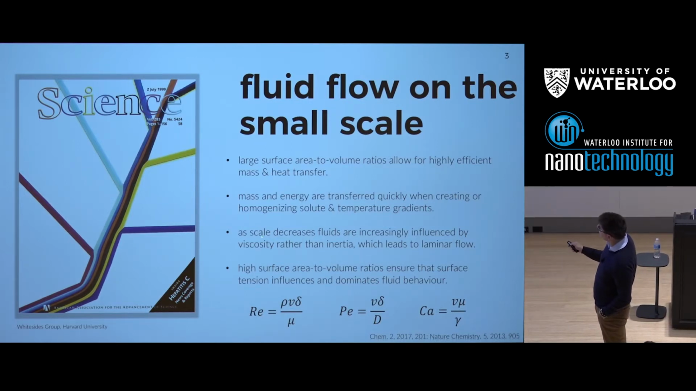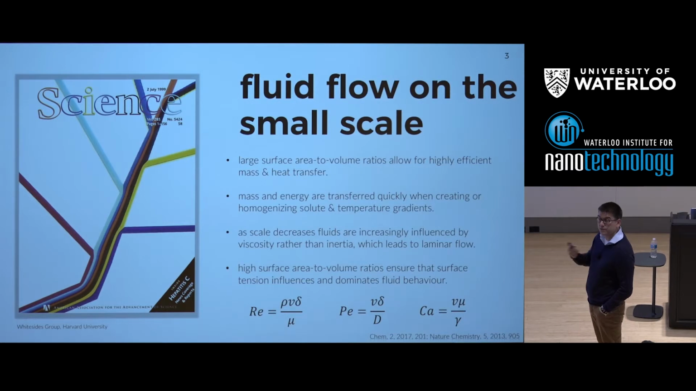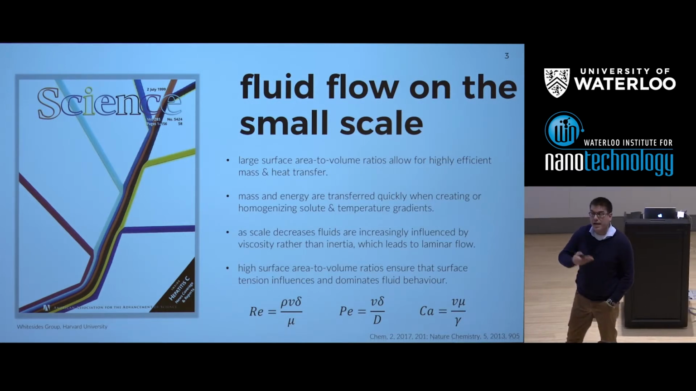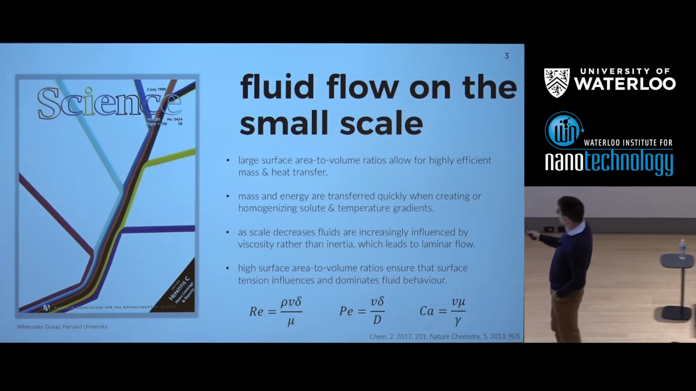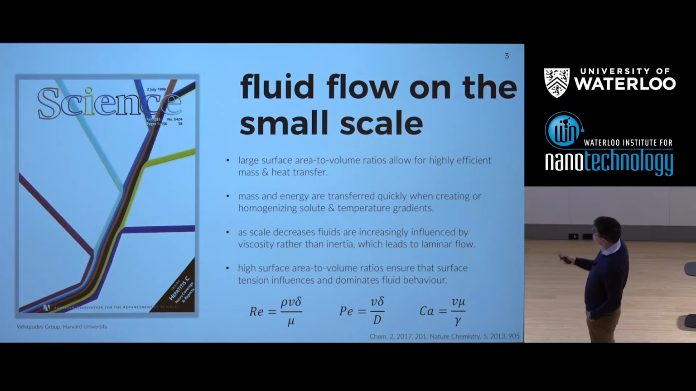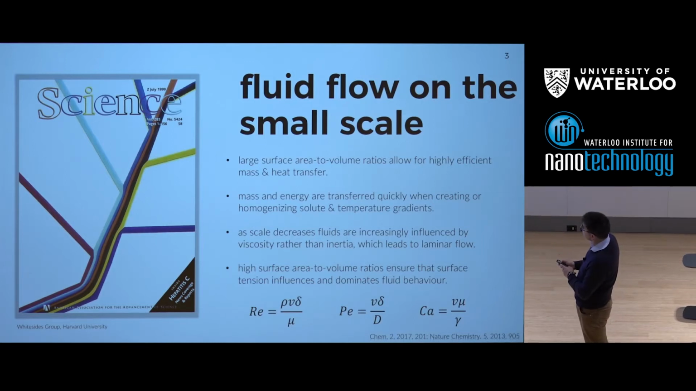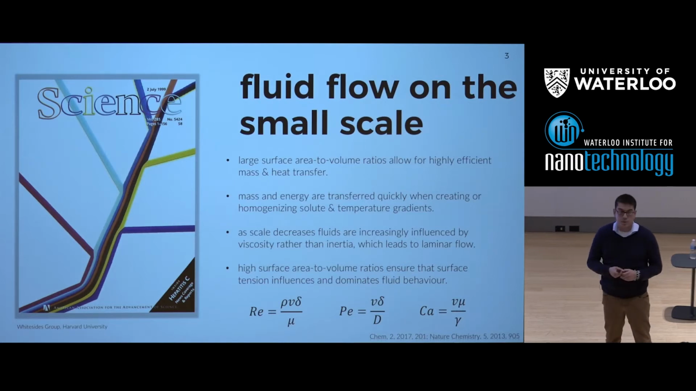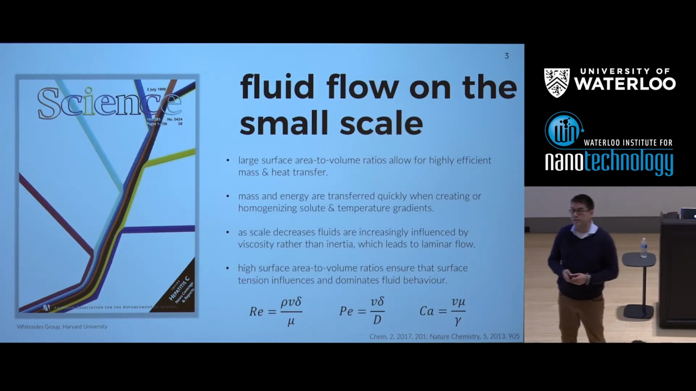But also, as we all know, as scale decreases, fluids are increasingly influenced by viscous forces. So viscous forces dominate inertial forces, and this we would normally characterize by something that you all know very well, which is the Reynolds number. And what's the result of this? The result, as George Whitesides so nicely showed many years ago on this cover of Science, is the fact that we work within what we would typically call laminar flow regimes.